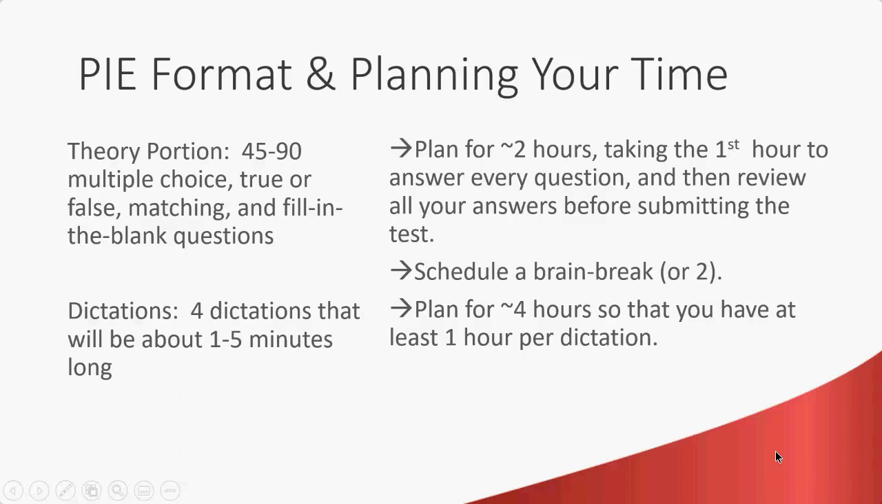So the PI format has two main components. There's the theory portion that is going to have a series of multiple choice, true or false, matching, and fill in the blanks type of questions. There's a range. For the first PI, we have around 45 questions, about 60 on the second, then closer to 90 on the third. So the difficulty level does ramp up with each exam.